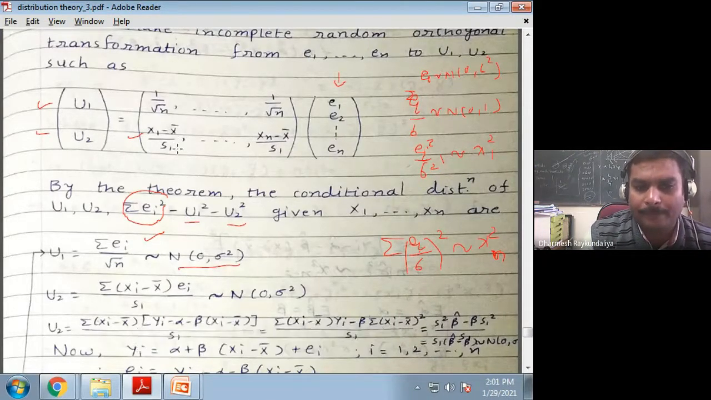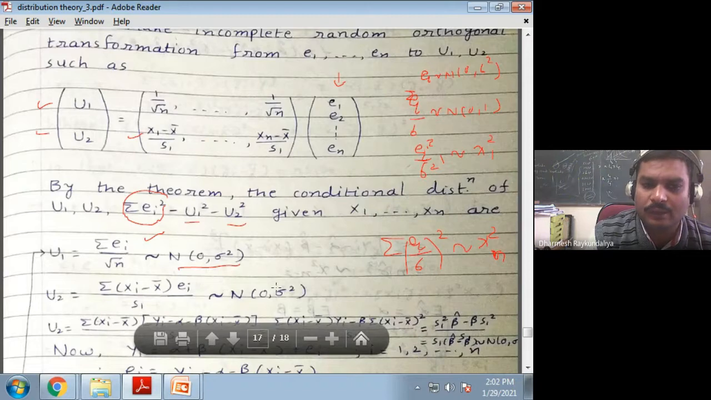If you multiply this with this row, you will get the summation ei upon root n, and it has normal 0 sigma square. And xi minus x bar upon s1 multiplied with this is the summation xi minus x bar into ei upon s1, and it has also normal 0 sigma square. Why? Because when we apply the orthogonal transformation, we know that u1 and u2 are normal 0 sigma square.